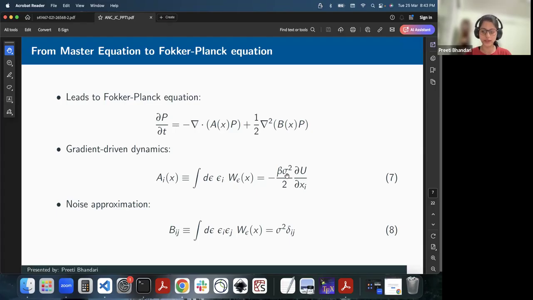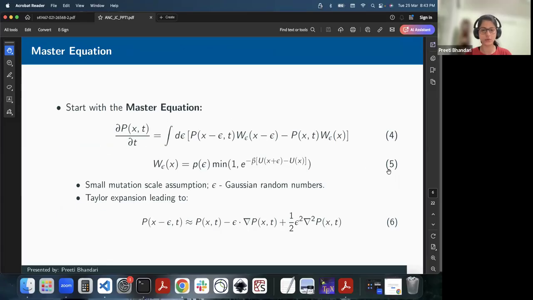So when you are using equation 5, that means both delta U greater than 0 and less than 0 transitions are allowed. Another assumption is that this delta U has to be small, so you cannot allow large changes. So these are the two assumptions here. One, that the mutation has to be small, and hence delta U should also be small.